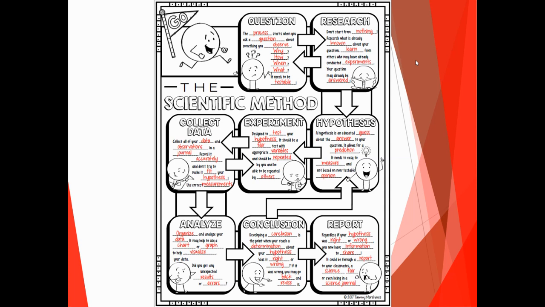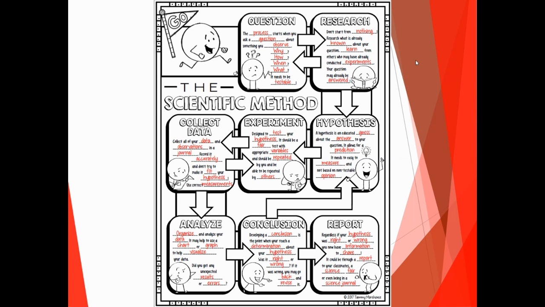So then if there is additional things that you need to do, you probably want to form a hypothesis. So a hypothesis is an educated guess about the answer to your question. It allows for a prediction. It needs to be easy to measure and not based on non-testable opinions. So opinions are what kind of get us into trouble when we're doing scientific experiments, and opinions really don't have a place when you're truly trying to follow the scientific method.